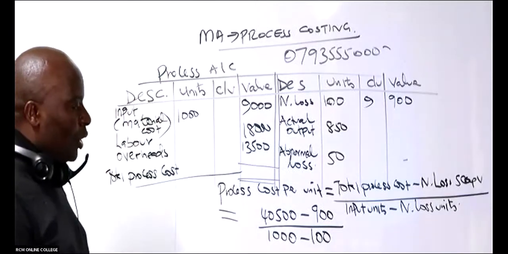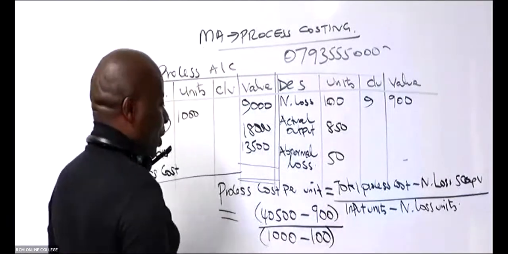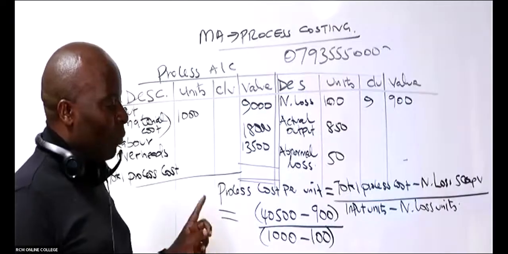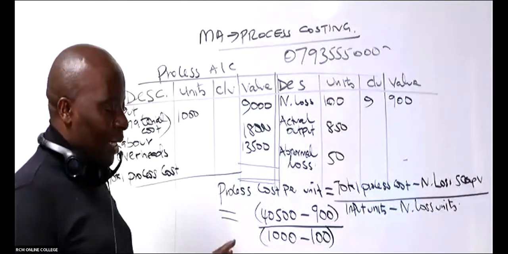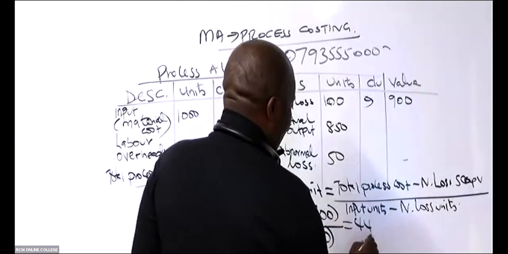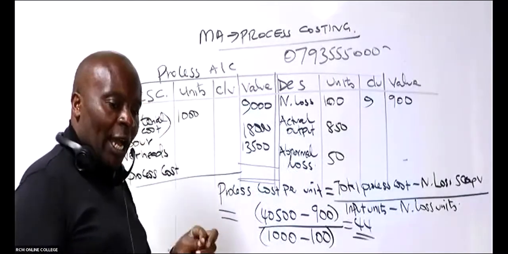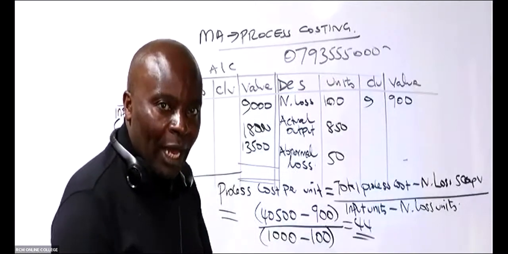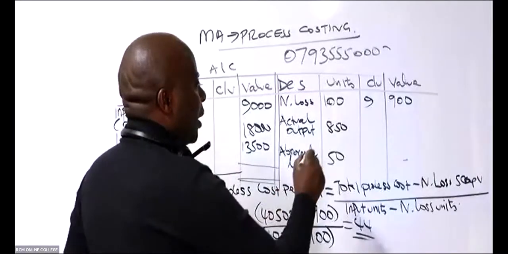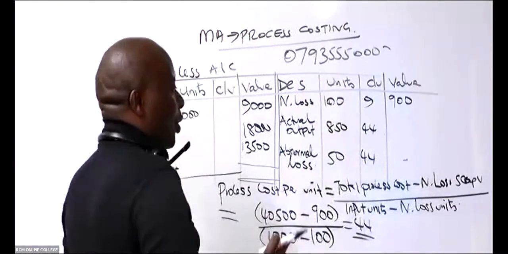Is there someone who is able to do their abracadabra here until they give us the final answer? So you say open brackets, 4,500 minus 900 close, divided by open brackets, 1,000 minus 100 close. These ninjas are giving me a figure of 44. So remember, 44 is process cost per unit, applicable for actual output, abnormal loss, and what we shall be calling abnormal gain. So here, you put 44 like that. And then you do your multiplications, you give me the totals.